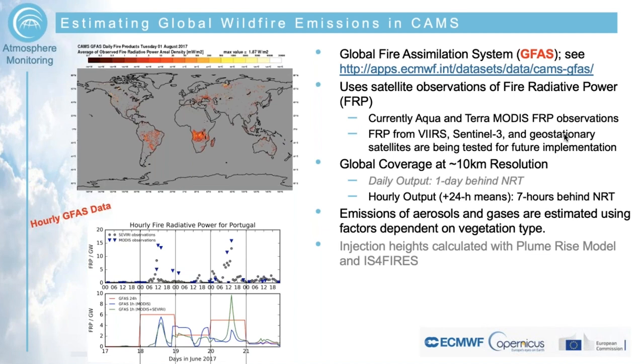These GFAS emissions are provided with a global coverage at about 10 kilometer spatial resolution. We provide information with hourly output, which runs about 7 hours behind near real time, so that when we initialize new forecasts, we really have the most up-to-date information that's available on the distribution and the scale of fires as they're burning worldwide. We then estimate emissions of aerosols and gases using factors which are dependent on the vegetation type. We also provide injection heights, which give you a sense of the power of the fire and where most of the gas or aerosol is being put into the atmosphere as a function of the size of the fire.